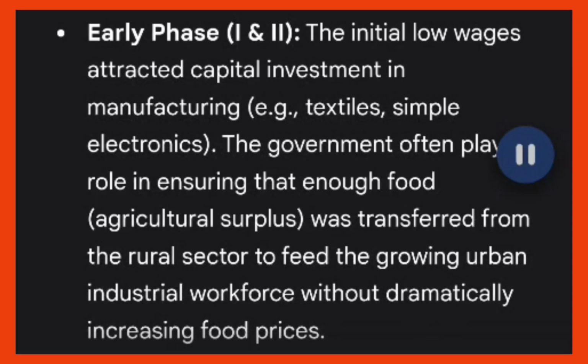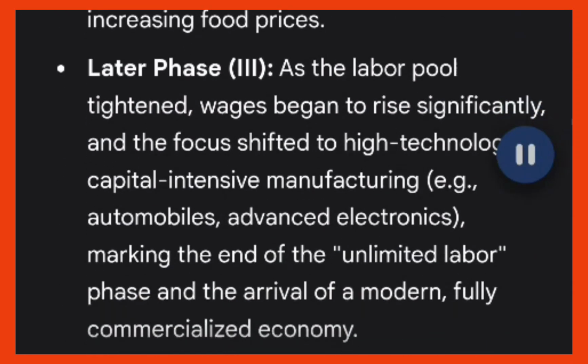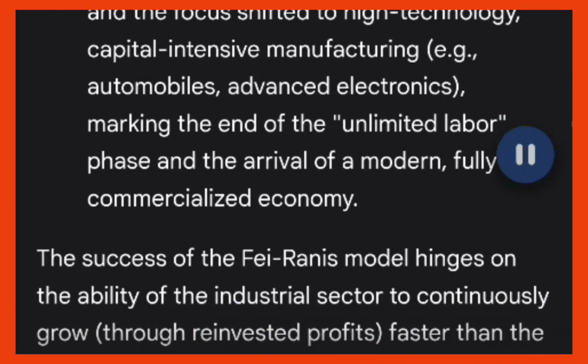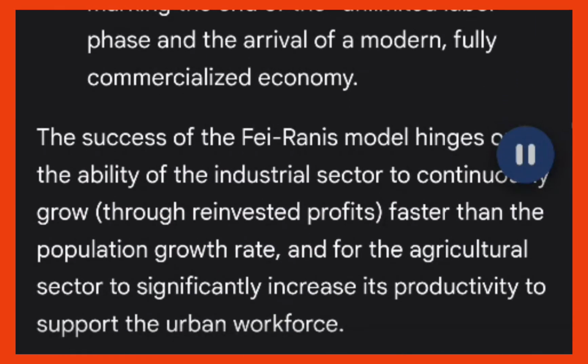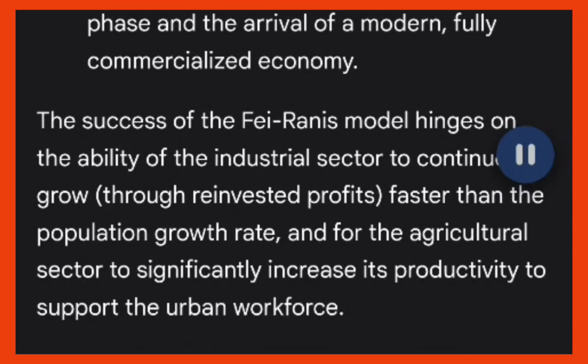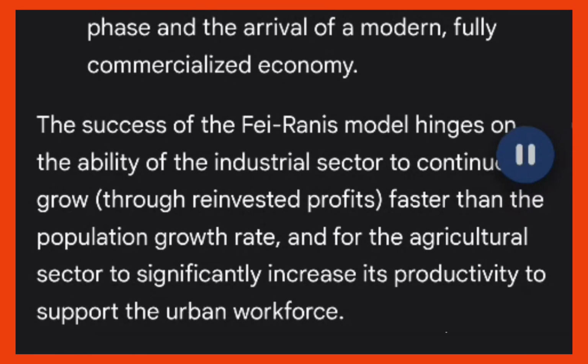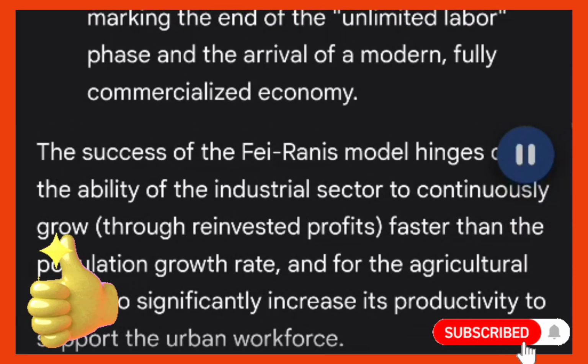Later phase, Phase 3: as the labor pool tightened, wages began to rise significantly, and the focus shifted to high technology, capital-intensive manufacturing, e.g., automobiles, advanced electronics, marking the end of the unlimited labor phase and the arrival of a modern, fully commercialized economy. The success of the Ranis model hinges on the ability of the industrial sector to continuously grow through reinvested profits faster than the population growth rate, and for the agricultural sector to significantly increase its productivity to support the urban workforce.